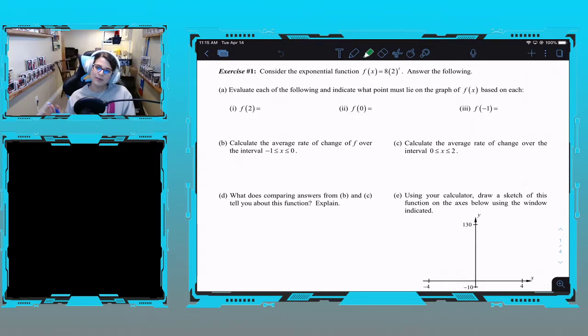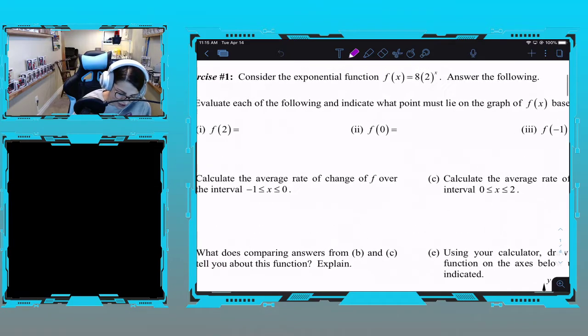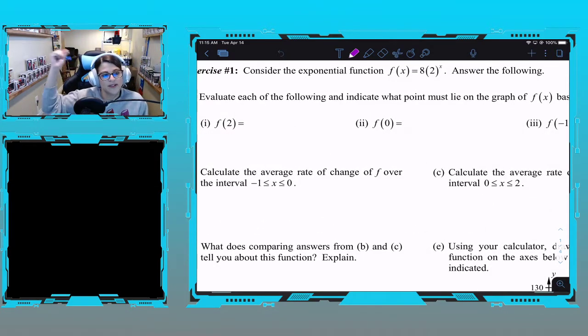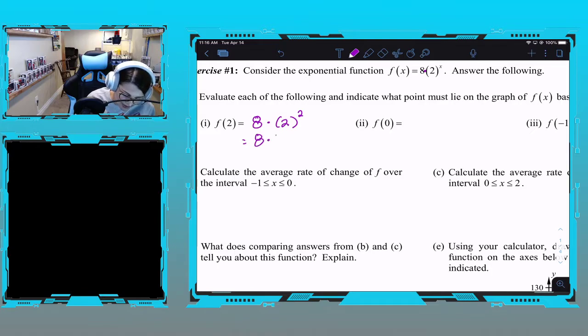So, we started talking about them a little bit last lesson. So let's begin. We have a function f of x equals 8 times 2 to the x power. So keeping in mind with that function, only 2 is being raised to the x power. 8 is separate. It's really like 8 times 2 to the x. So let's evaluate. If I want to find f of 2, that means I'm going to have 8 times 2 to the squared power, which is really 8 times 4, which is 32.